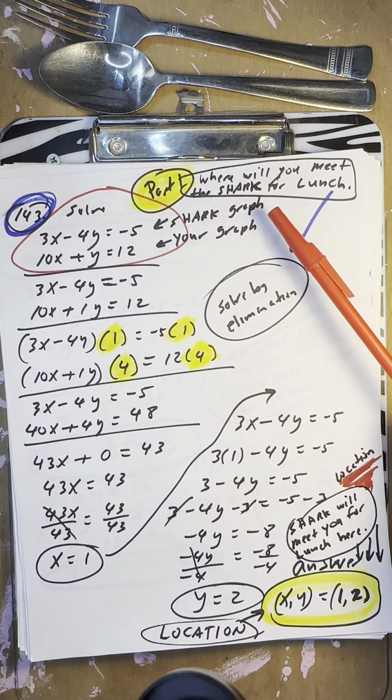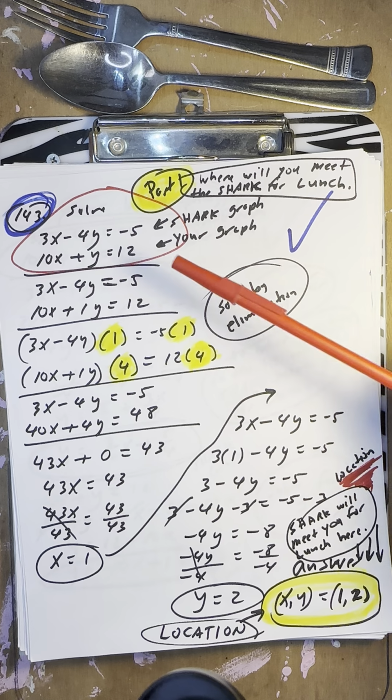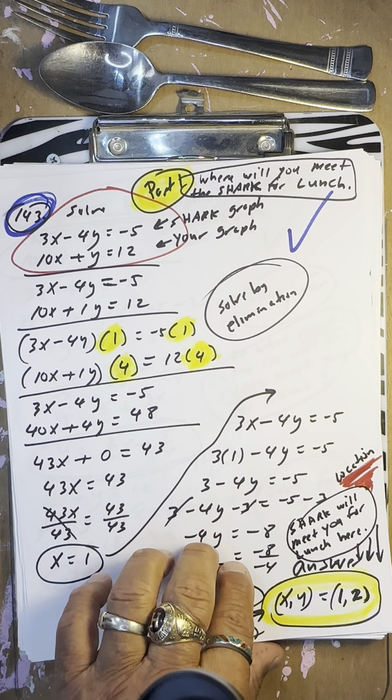Or where will you meet the shark for lunch? The shark will meet you for lunch where? At the point 1, 2. Okay, 1, 2 works for both of these right here. They intersect right there.